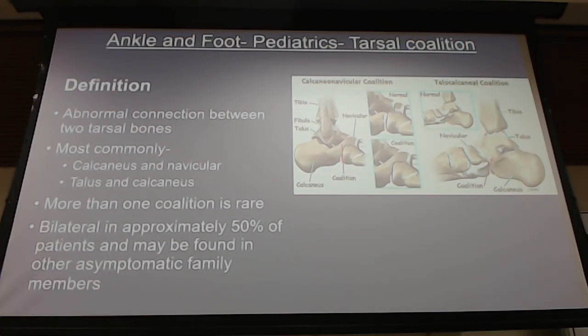Now, give your attention to that picture on the right side. So when there is a calcaneonavicular coalition, right, between the calcaneus and navicular, or a talocalcaneal coalition between the talus and the calcaneus, what level of motion do you expect to be affected? Before you answer, I want you to think of what happens at that joint between the talus and the calcaneus.